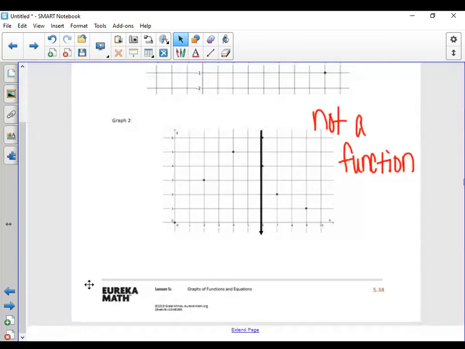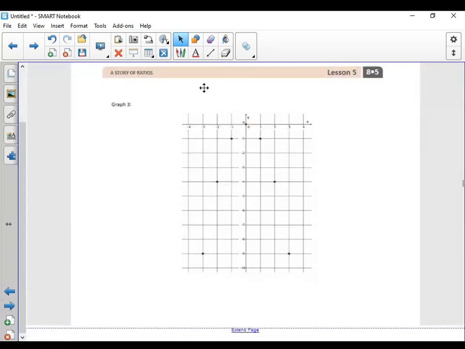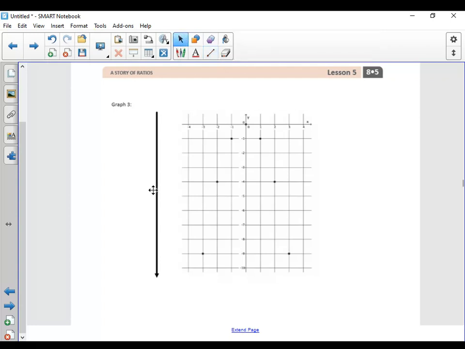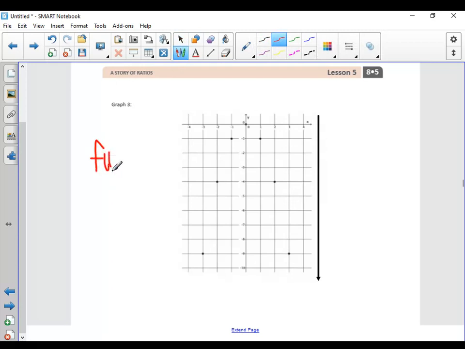And then our last one is graph 3. You guys can use your pencil. I'm just using this vertical line that I drew on my paper. I drag my vertical line across and I see, does it ever cross 2 of these points at the same time? And it does not. That makes this a function.